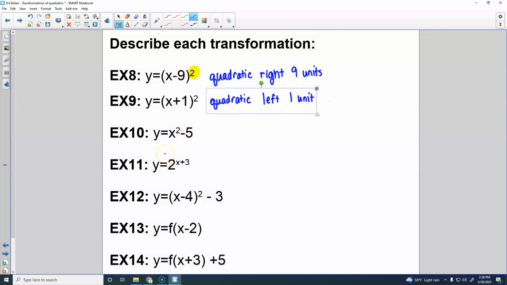Evan, what have I got for number 10? Very good. I tried to mix it up a little bit to trick you, to make you think that it was left or right because it's in the section with left or right, but that 5's not inside of a set of parentheses, right? So it's just moving it down 5. What is 11? Ian tells me it's exponential. I agree, because there's an x in the exponent.